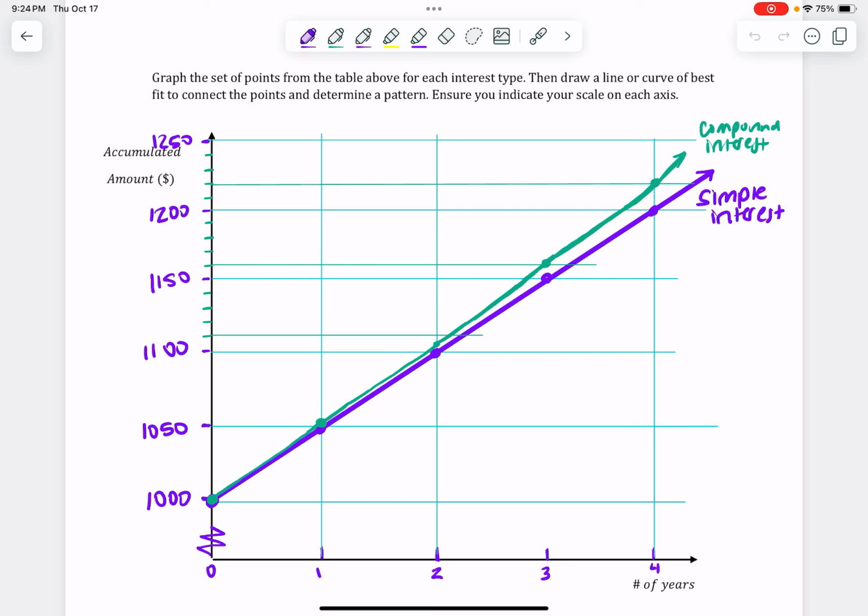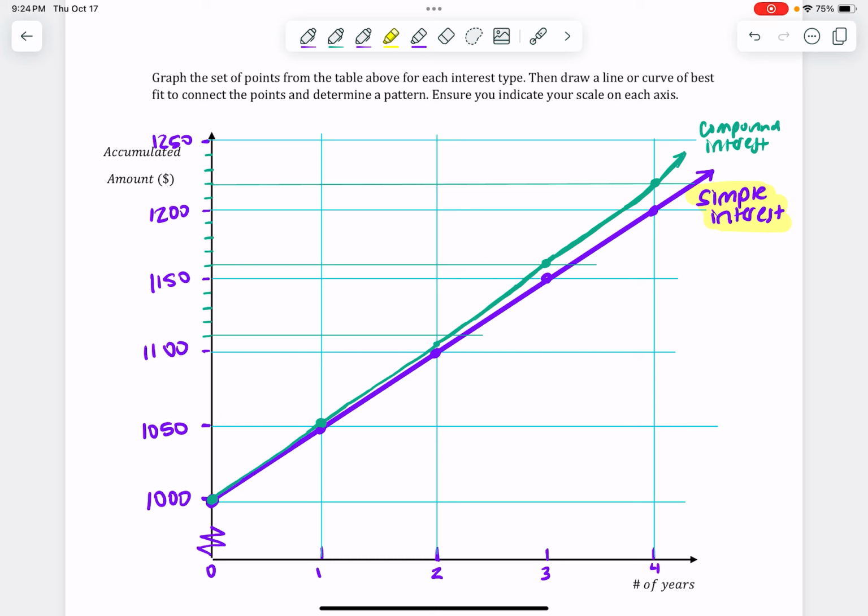Thing number one that we noticed was the value that we earned in simple interest was constant, which means I think we earned $50 after the first year, which means 2 times $50 or $100 after the second year, or 3 times $50 or $150 after the third year. And since that value that you earn is interest only on the principal, we notice that the graph of my simple interest values, my accumulated amount over time, is going to be linear.